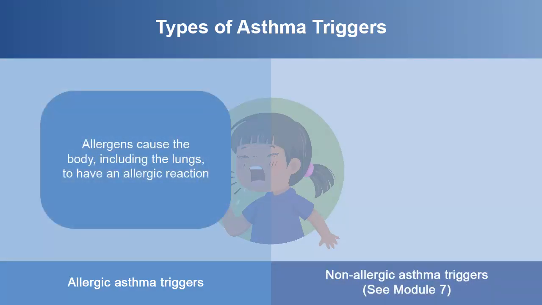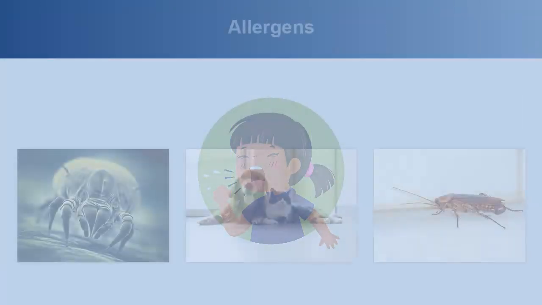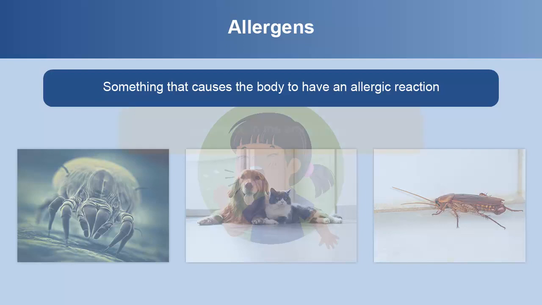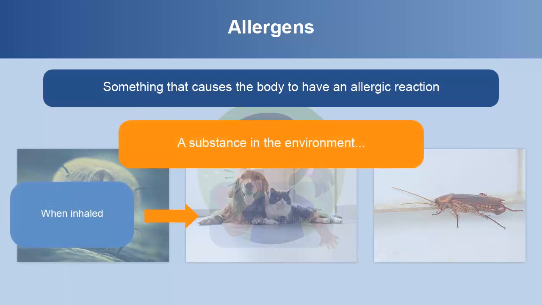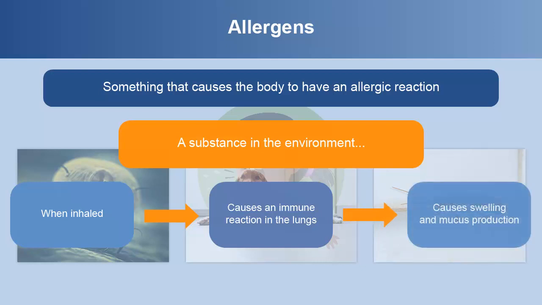Allergens can cause the body, including the lungs, to have an allergic reaction. Irritants can lead to asthma symptoms but do not cause an allergic reaction. Allergens are something that causes the body to have an allergic reaction. Allergens are a substance in the environment that, when inhaled, can cause an immune reaction in the lungs, which causes swelling and mucus production.